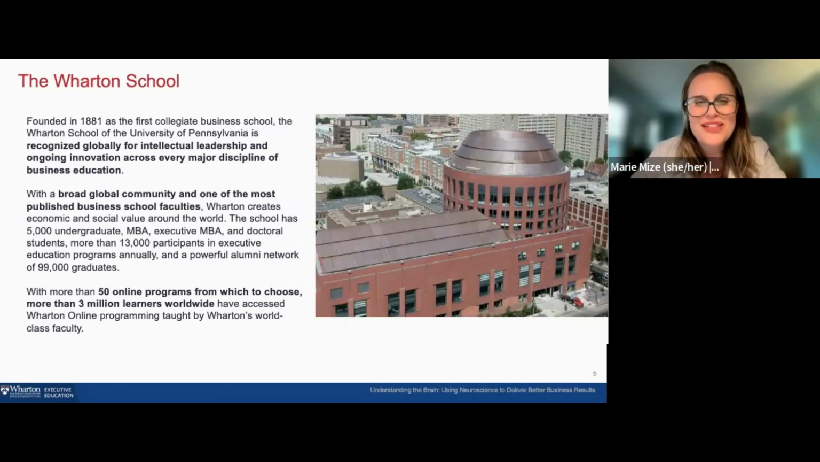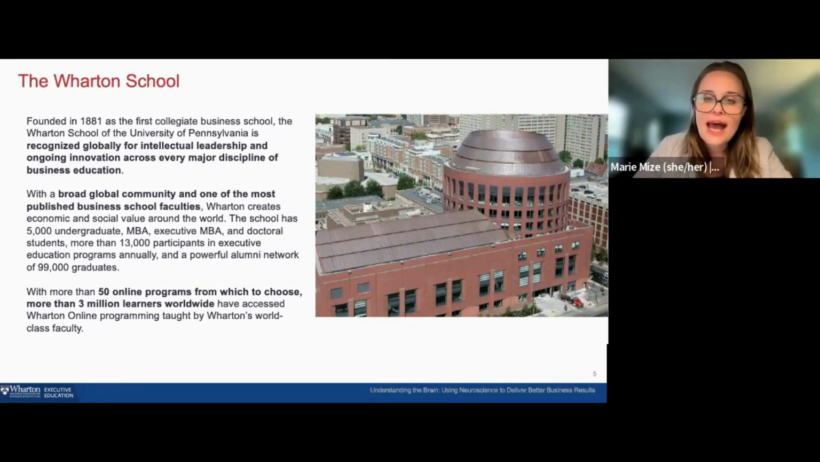You'll see some information about your alumni stats here. We encourage you to come back and take a closer look, but over 99,000 graduates from the Wharton School each and every year. So you're certainly joining a very broad, illustrious, and decorated group of alumni. Over 50 programs to choose from here at the Wharton School, 3 million learners worldwide, including online learners such as yourselves, all accessing the incredible wealth of knowledge here at the Wharton School from the comfort and convenience of your own environment. So a lot in store here as you think about joining the Wharton School and joining as a member of this community.